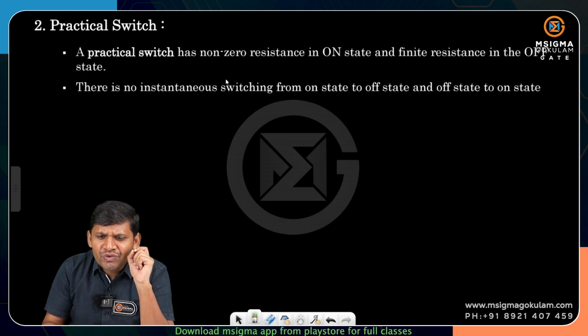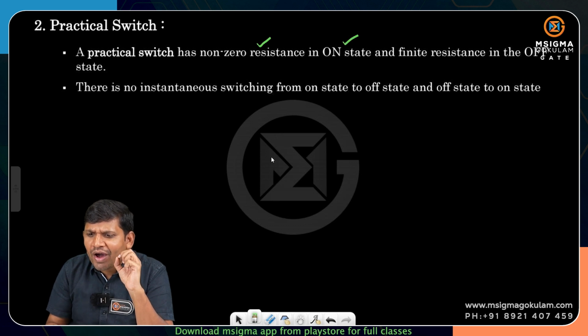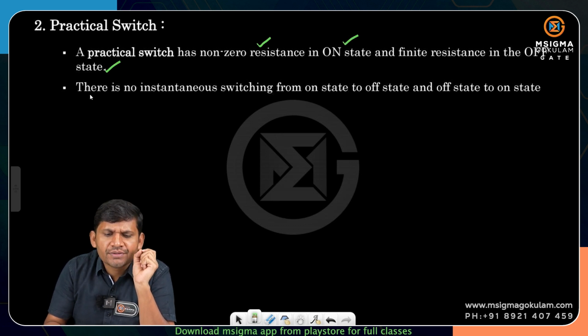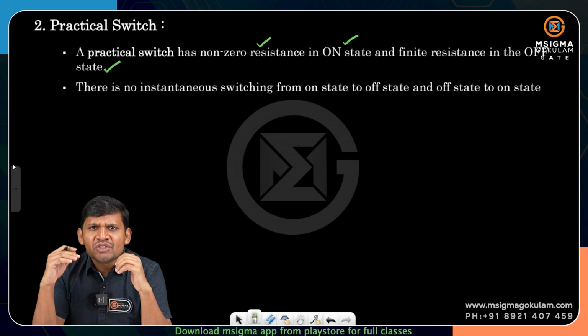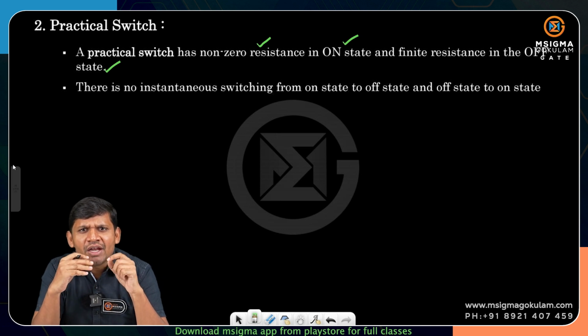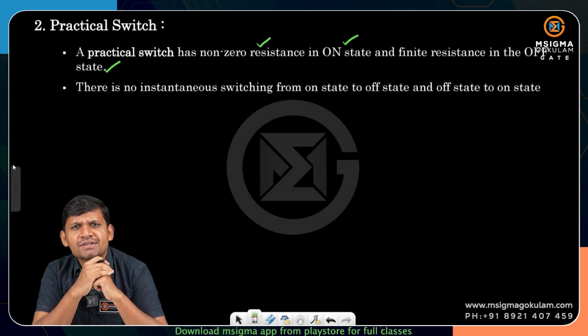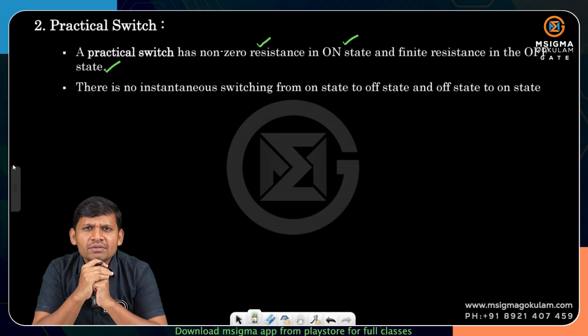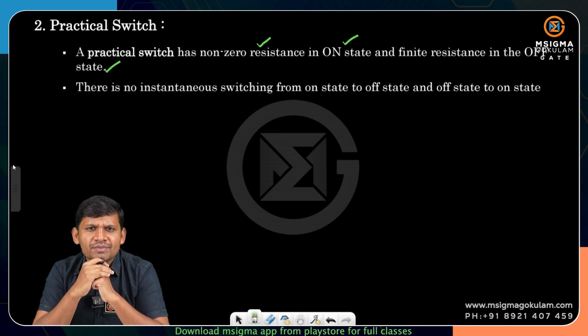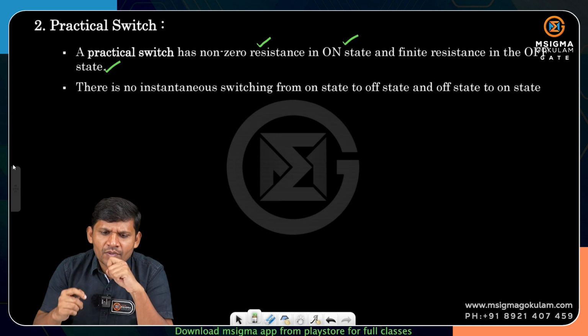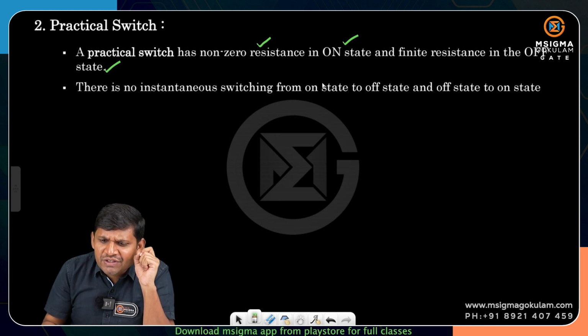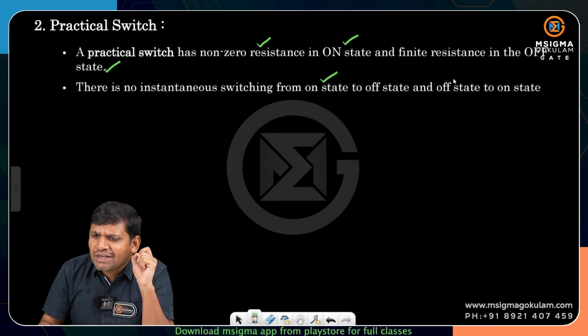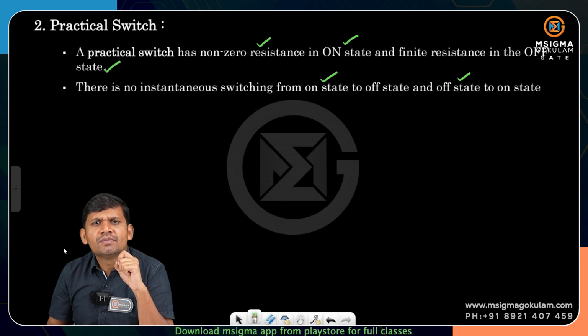A practical switch has non-zero resistance in the on state and finite resistance in the off state. That is, if the switch is conducting, it must offer some minimum resistance. If the switch is blocking, it offers some resistance. In the case of a practical switch, there is no instantaneous switching from on state to off state and off state to on state.